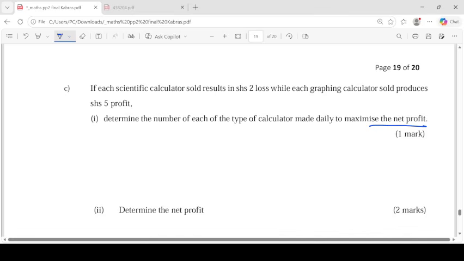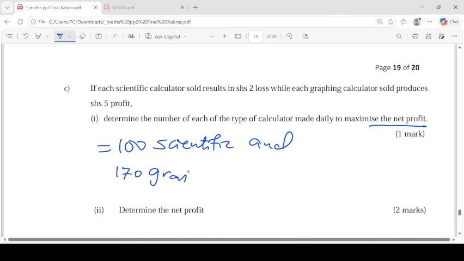So here the answer should be 100 scientific and 170 graphic calculators.